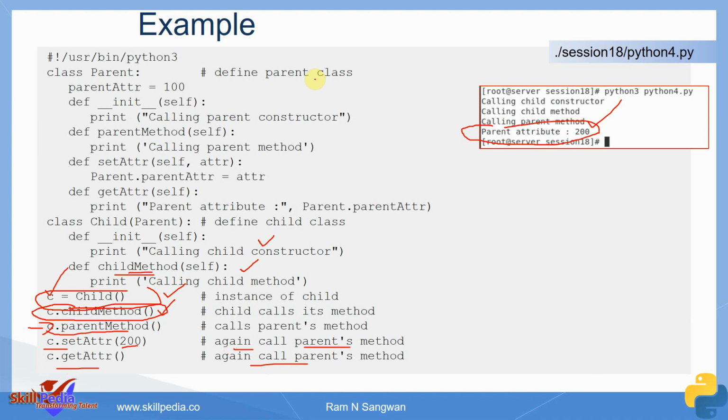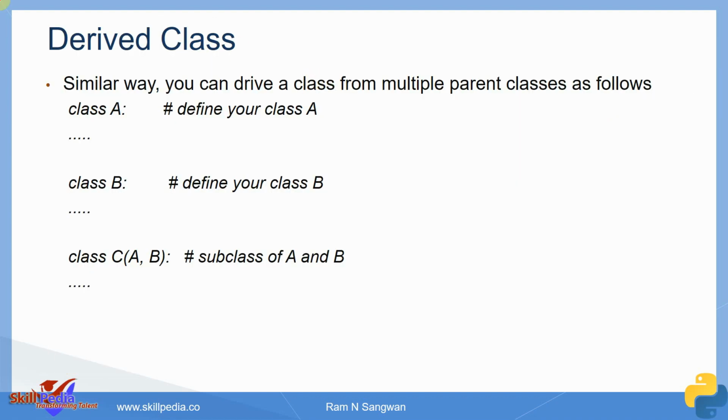We can have a class created or derived from existing classes. That phenomenon is called inheritance. So the derived class, now you understand. Similar way you can derive a class from multiple parent classes. Like you define class A, define class B, and define class C based on class A and class B. That is called a derived class, or the same thing, derived from multiple classes.